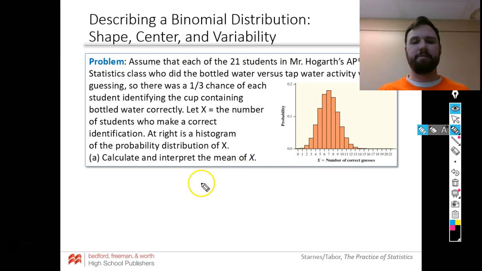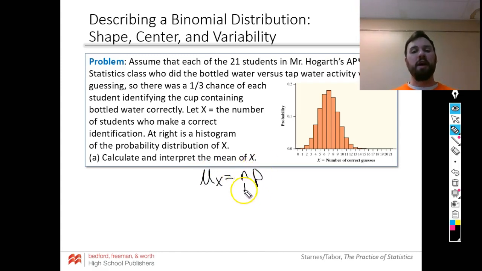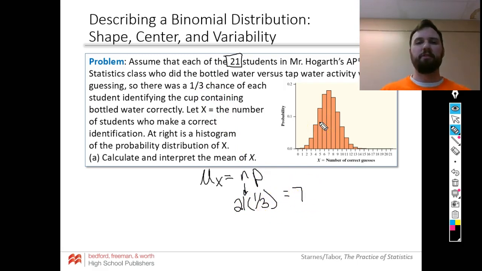Well, the mean of X is going to be equal to n times p. n is my number of trials, so for this one, there's 21 students going to do it. p is my probability. They have a third shot of getting it right. So my mean is going to be 7. That means given many trials of size 21, I would expect the average number of students to get it right will be 7. Let's see what they got.